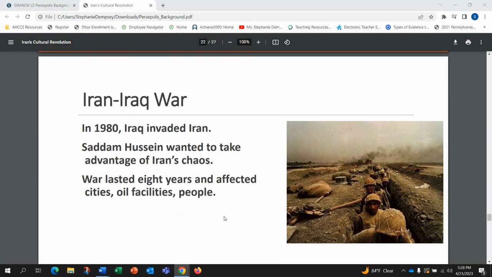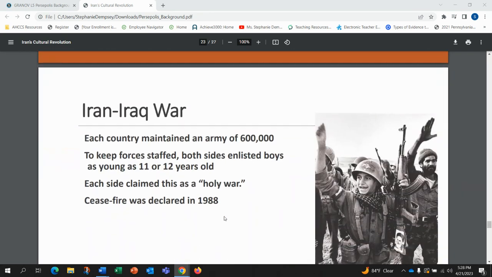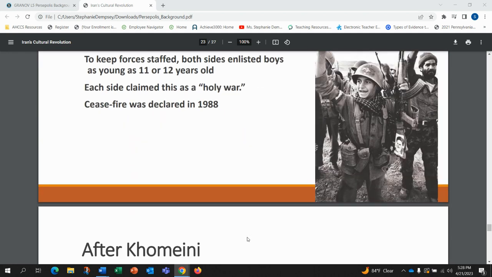Then we have the Iran-Iraq War. In 1980, Iraq invaded Iran. Saddam Hussein wanted to take advantage of Iran's chaos. The war lasted 8 years and affected cities, oil facilities, and people. Each country maintained an army of 600,000. To keep forces staffed, both sides enlisted boys as young as 11 or 12 years old. Each side claimed this as a holy war. A ceasefire was declared in 1988.